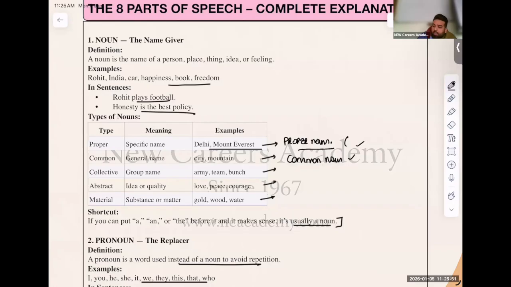And similarly, we can put an article in front of a noun. Generally, a determiner is an article we can put in front of a noun. Okay, just a difference. When can we use a? When can we use an?